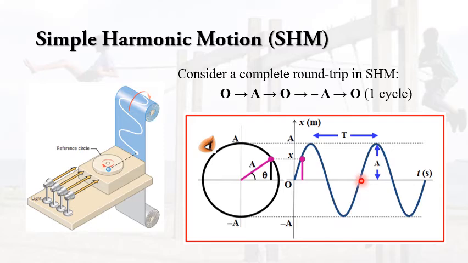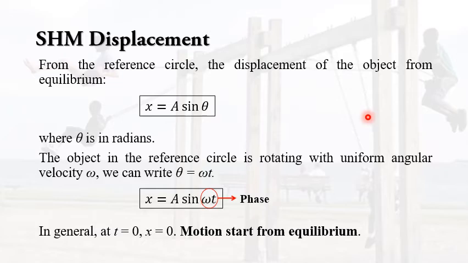When it goes back to the origin, this is 360 degrees, or 2 pi radians. The time taken to complete one cycle we call the period. Based on the graph generated just now, we can see that it produces a sinusoidal function. Therefore, we can use x equals A sine theta to represent the motion if the object starts from equilibrium. This theta must be in radians, yeah? The SI unit for theta must be radian, not degrees.